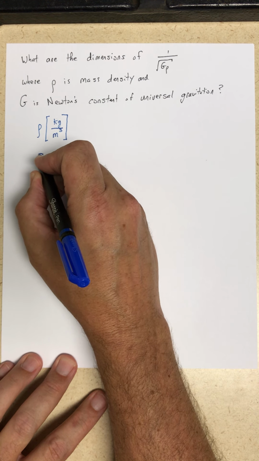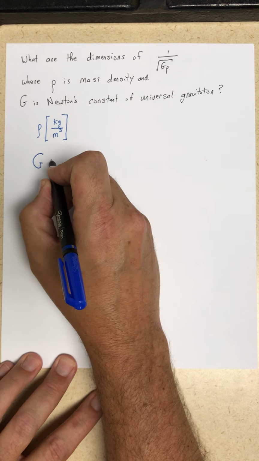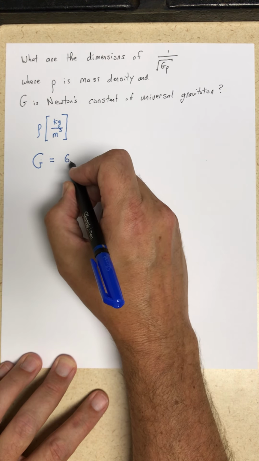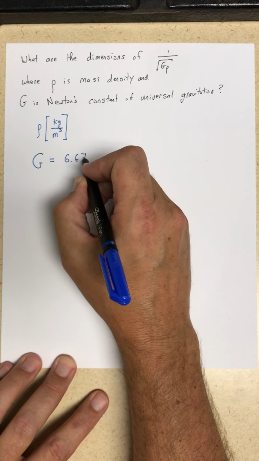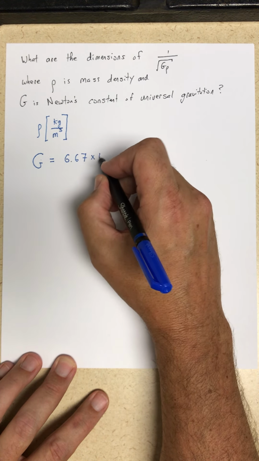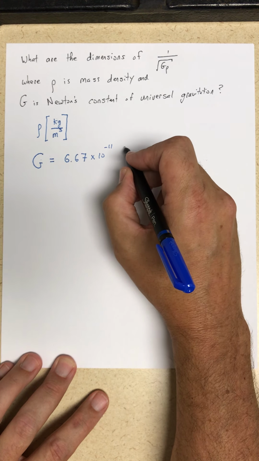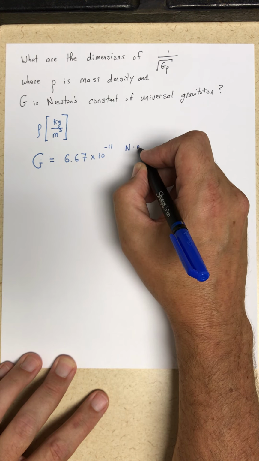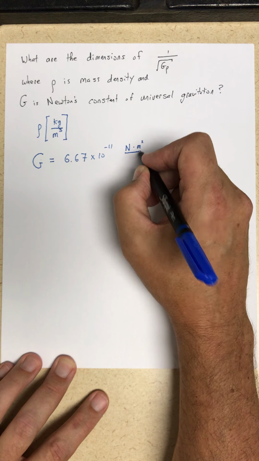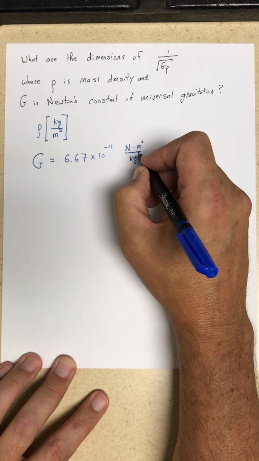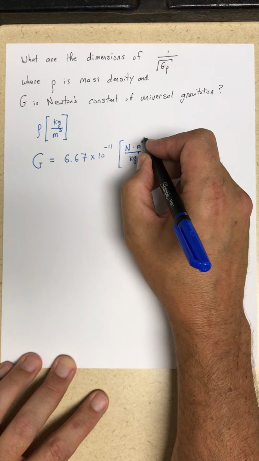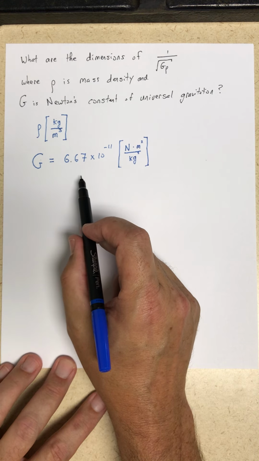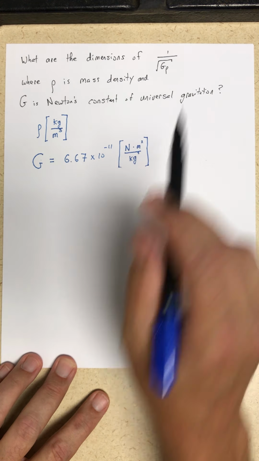And G, capital G, Newton's constant of universal gravitation, is, as the name implies, as far as we can tell, a constant everywhere and for all times. Its value is approximately 6.67 times 10 to the minus 11 in our MKS system, and we measure that in newtons times meters squared over kilograms squared. So those are the units for those two quantities. For this particular problem, we don't actually need to know this value because we're just asked what the units of this are.